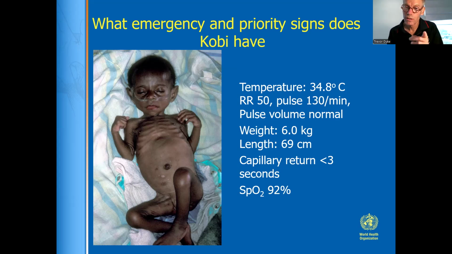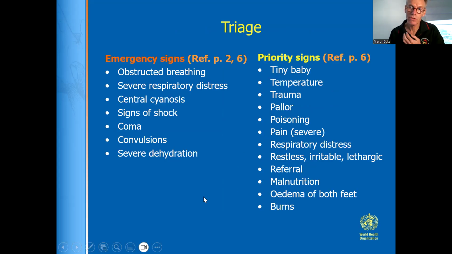Kobe's pulse volume was normal. His capillary refill was less than 3 seconds, and his pulses were strong, and his skin was cold. His saturation was 92%, and his weight was 6 kilos, and his length that was assessed at triage was 69 centimeters. So that's what we know from triage about Kobe, and we can decide whether or not there's evidence of any emergency signs. He's got some signs of shock in that he's got cold limbs, but his capillary refill time is normal.